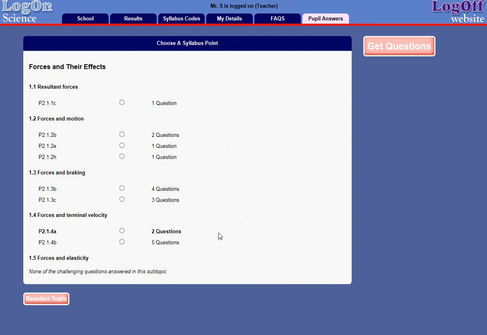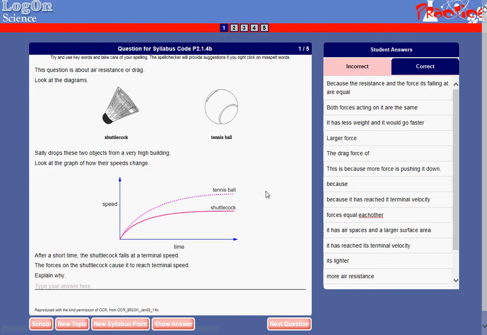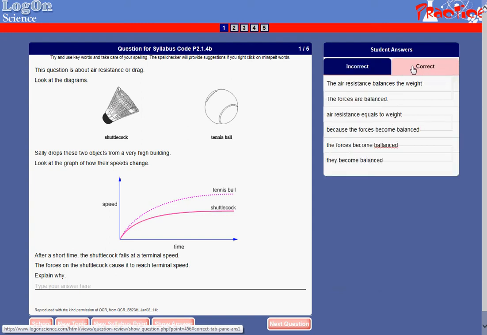I'm going to have a look at some questions on forces and terminal velocity, and there are 5 questions available here. So I click on that, and off we go, and it presents me with the first question, which is about terminal velocity. The forces on the shuttlecock cause it to reach terminal speed. Explain why. And these are pupil answers down here, and they've been marked as incorrect, and there are some that have been marked as correct.